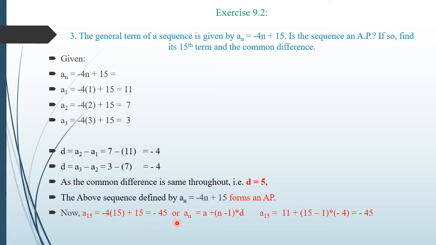Or one more formula we have, that is an is equal to a plus n minus 1 into d. Using this formula also we can calculate. Wherever n is there I will substitute 15, wherever a is there I will substitute the first term of this sequence, and wherever d is there I will substitute the common difference we have just calculated. Now when I solve this, 11 plus 15 minus 1, that is 14 into minus 4, that is minus 56, and minus 56 plus 11 is also going to give me the same answer, that is minus 45. Therefore the 15th term of this sequence is going to be minus 45.